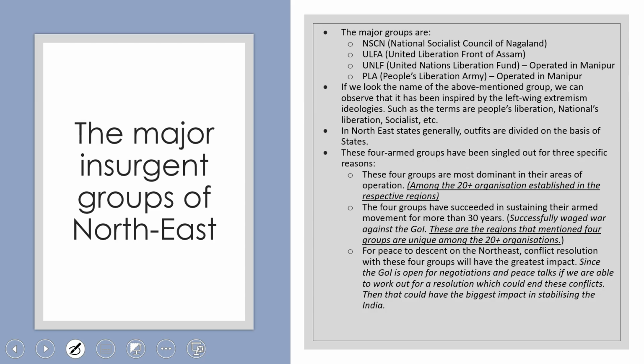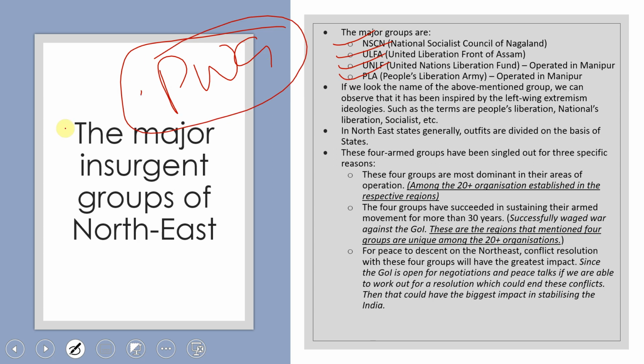And the main insurgent groups of northeast India, just a small introduction here. We will talk separately in brief with historical data also. The major groups are NSCN, National Socialist Council of Nagaland, one. Another is ULFA from Assam, that is United Liberation Front of Assam. Then UNLF, United National Liberation Front, operated in Manipur. Then PLA, People's Liberation Army, operated in Manipur. Remember PWG, People's War Group, were from Andhra Pradesh or Telangana regions.